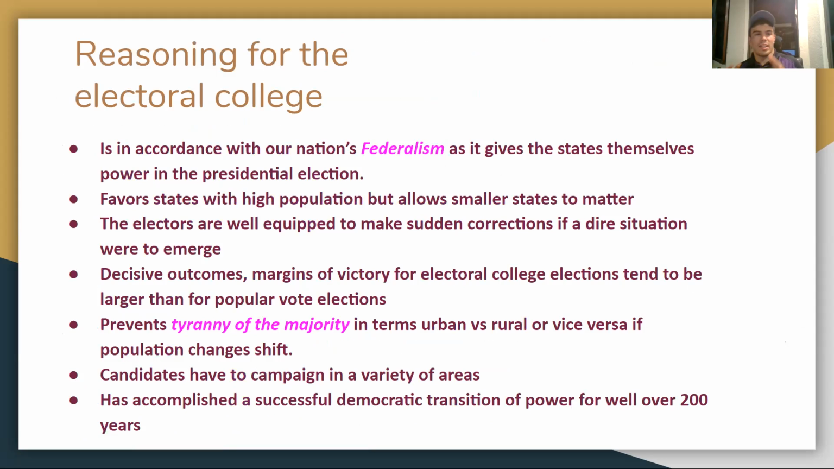Now, reasoning for the Electoral College. It is in accordance with our nation's system of federalism. Does anybody remember that from one of our earlier units in the year? Oh, Mary, yes.